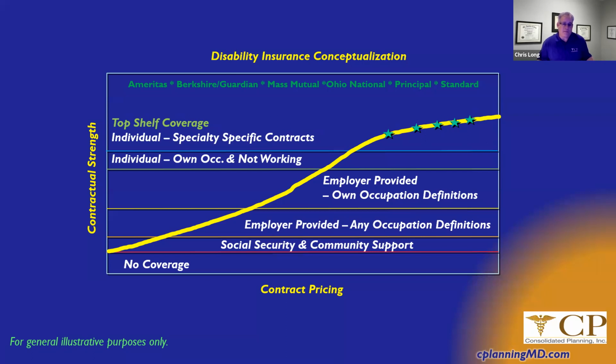So in essence, what that means is if the insurance company thinks you're still able to do any other occupation, then you're not totally disabled and you won't get that disability benefit.